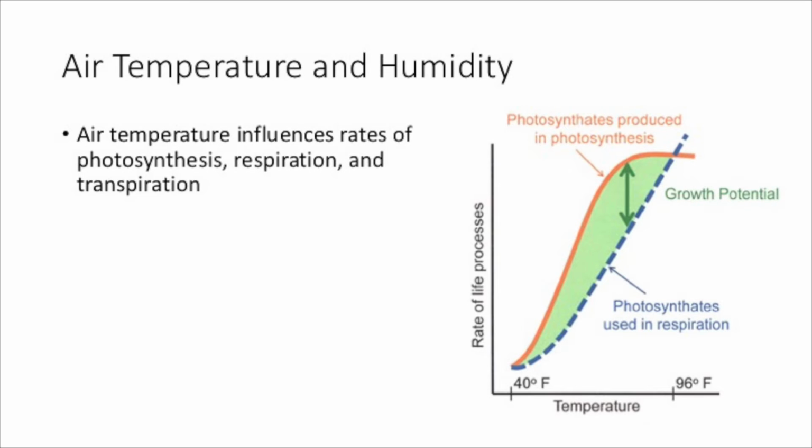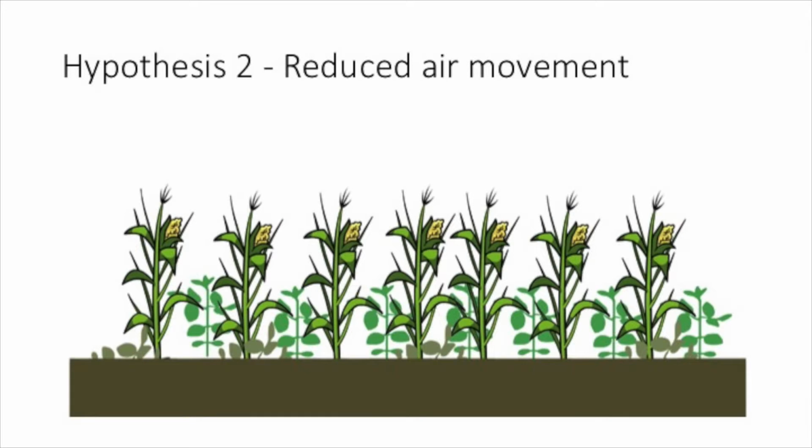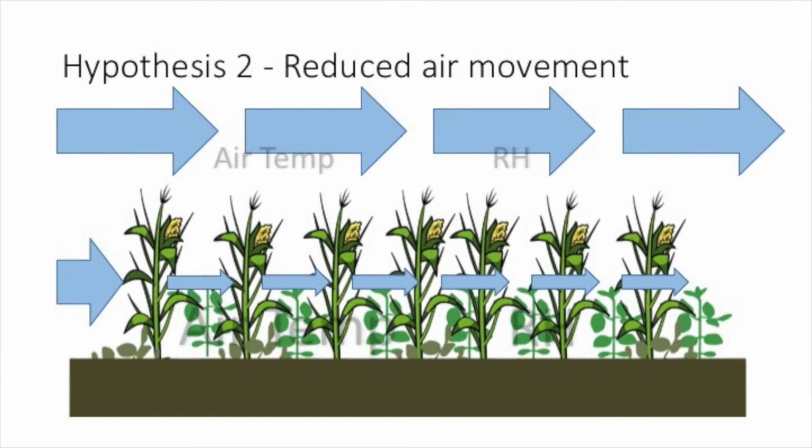Air temperature influences rates of photosynthesis, respiration, and transpiration. Relative humidity affects the opening and closing of stomata, which regulates water loss through transpiration and photosynthesis. Reduced air movement will result in higher air temperature and relative humidity within the canopy compared to above the canopy measurement.